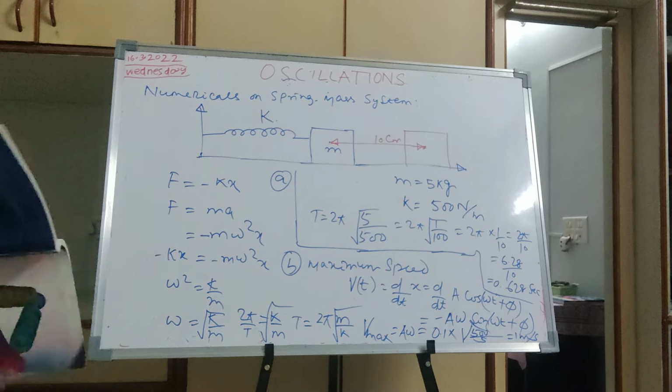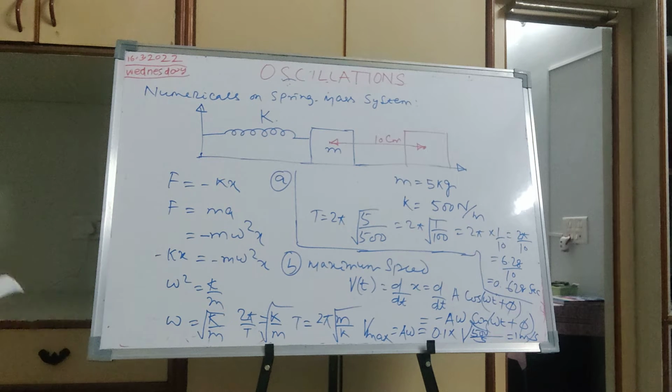So, after discussing the energy in the spring mass system, and after discussing the derivation of velocity and the derivation of acceleration of a simple harmonic motion, we will try to solve one numerical of the spring mass system. We will find the time period, the maximum velocity, and the maximum acceleration, based on the formulas we have already derived.